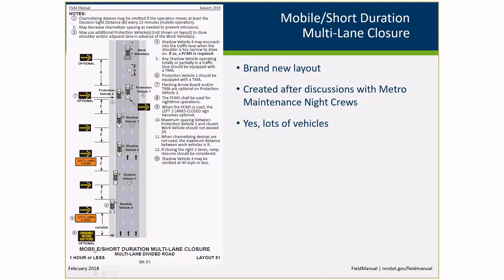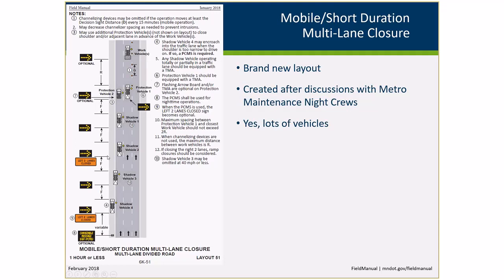So it's mobile, meaning it would normally be used for up to 15 minutes, but we expanded it to short duration because they need to have the channelizing devices. So again, the channelizing devices may be omitted if the operation moves at least the decision site distance every 15 minutes. So you can get away with not having the channelizing devices for 15 minutes or less, but up to an hour you need to have those channelizing devices.